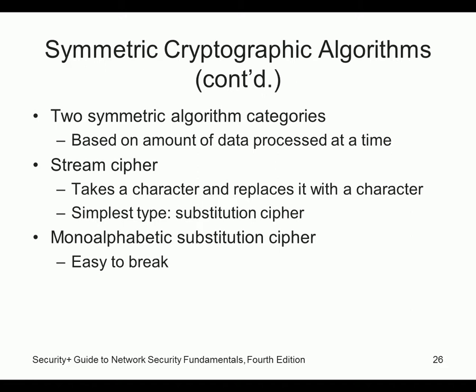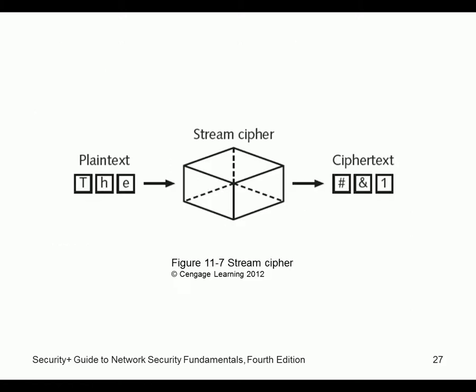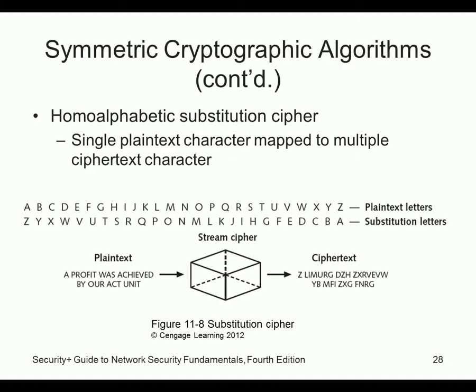We also have the monoalphabetic, which is like the Caesar cipher. It used one alphabet to encrypt. A little bit easier to do. Here's our stream cipher. We replaced the T with a pound, the H with an ampersand. So, okay. All right.